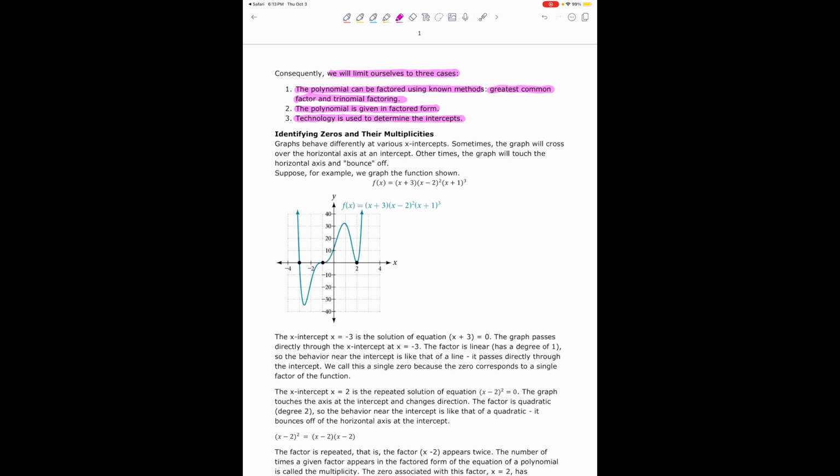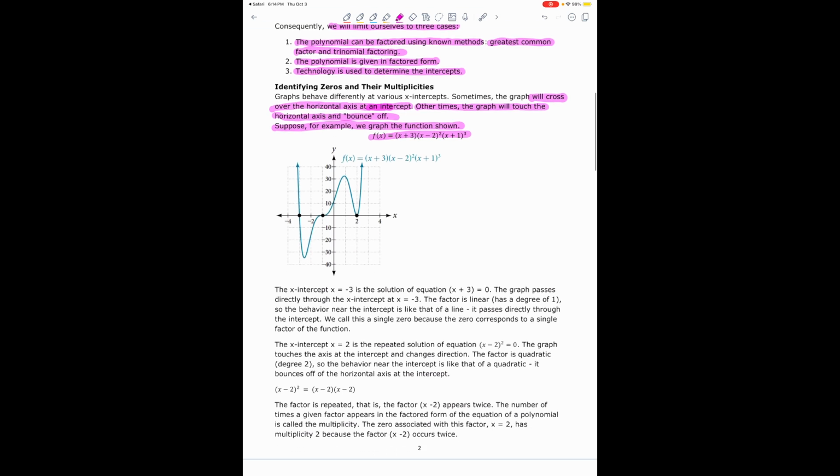Identifying zeros and their multiplicities. Graphs behave differently at various x-intercepts. Sometimes the graphs will cross over the horizontal axis at an intercept. Other times the graph will touch the horizontal axis and bounce off. Suppose, for example, we graph the function shown, f of x equals x plus 3 times x minus 2 all squared times x plus 1 all cubed. You will end up with this graph right here.